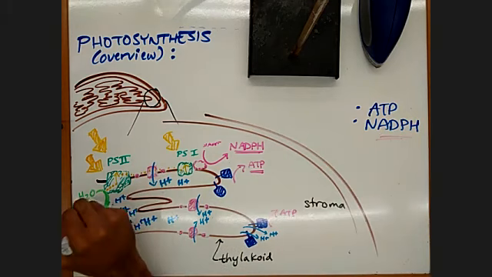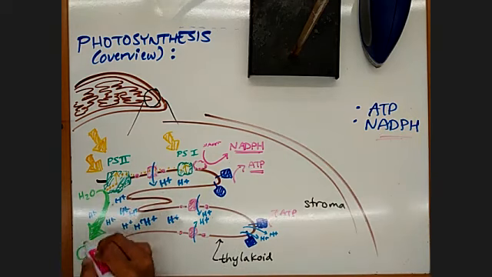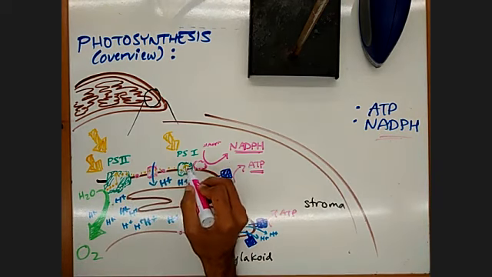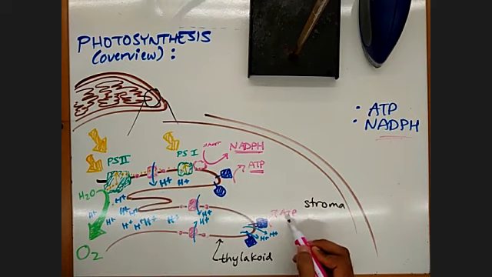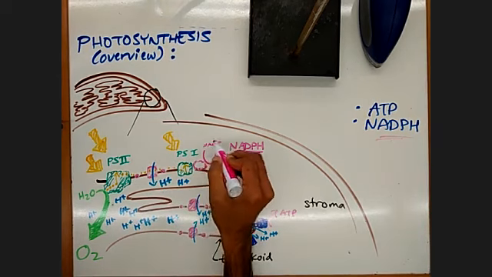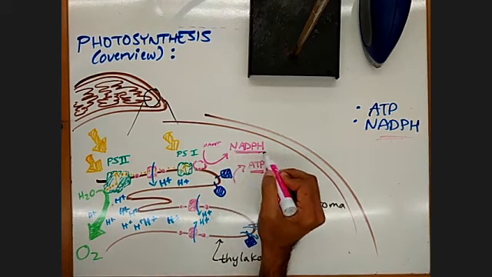Light plus water rips apart that water into oxygen, and then the electrons are used to generate a gradient that generates ATP and to reduce NADP into NADPH.